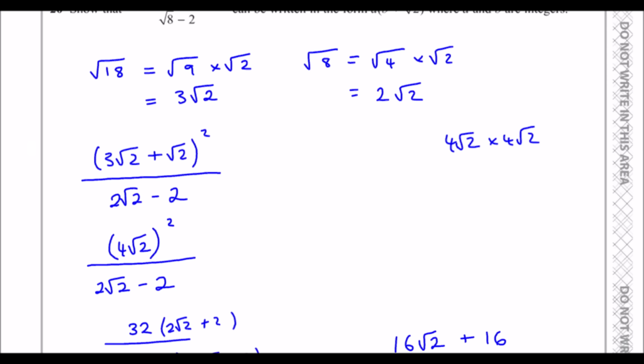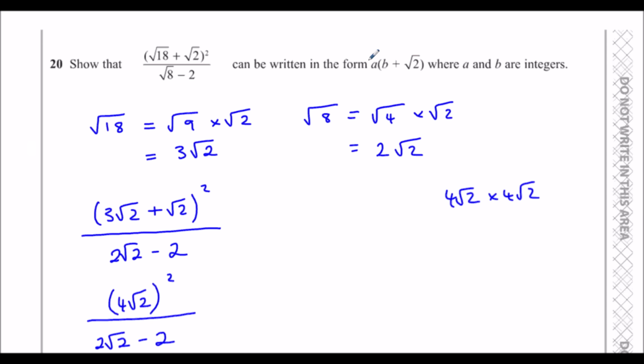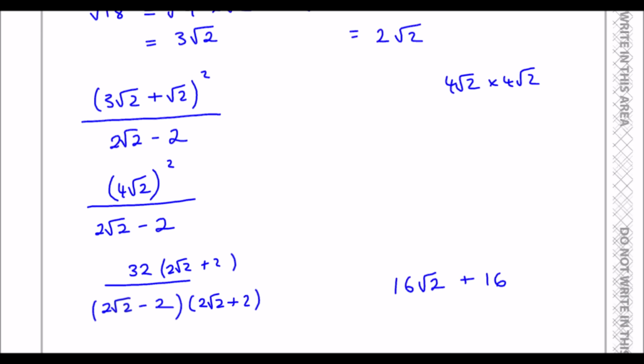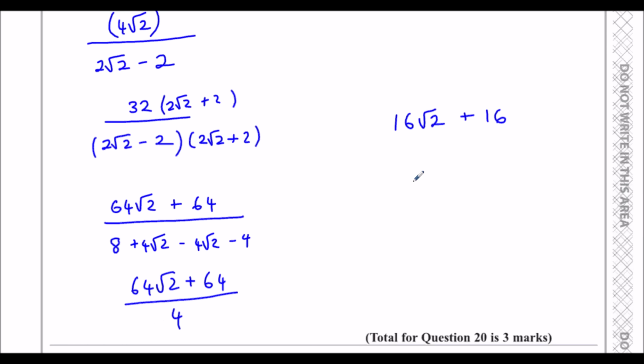And what did the question want? So it wants me to factorize. So I can take 16 out of both of the terms on the top. 16 times root 2 makes 16 root 2. And 16 times 1 makes 16. So there's my answer.